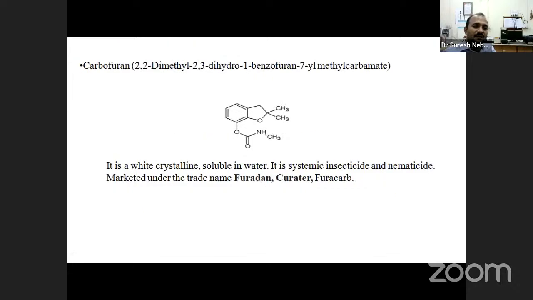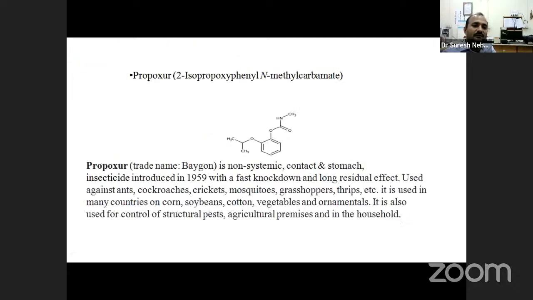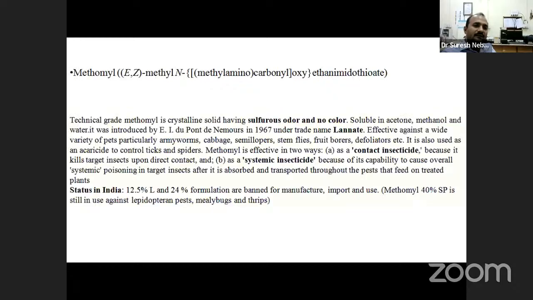So more information I have given here. There are some important trade names also you have to remember. Like propoxur, it is Baygon, and Baygon is used mostly for cockroaches. Other insects too, but it is famous for cockroaches. Then methomyl, its trade name is Lannate.